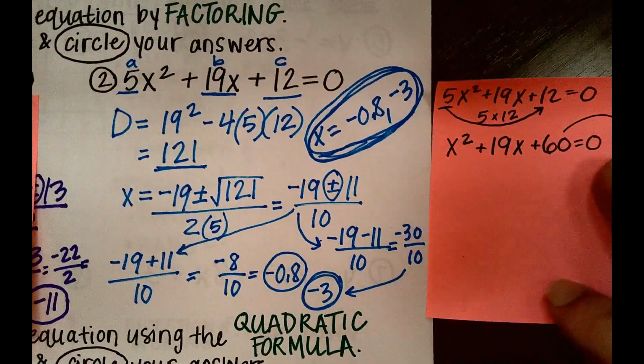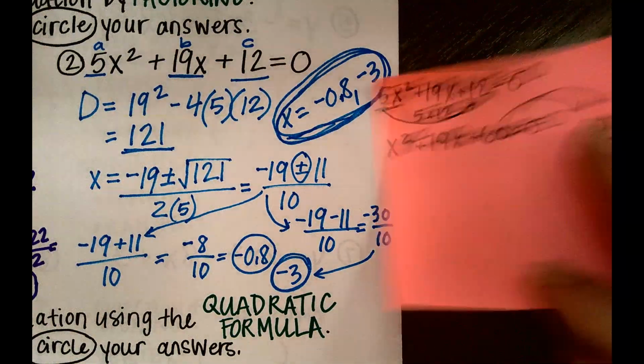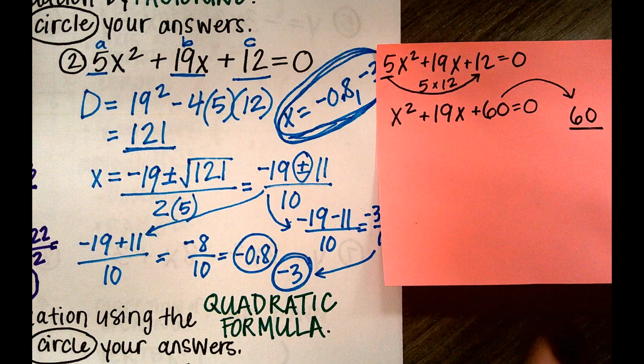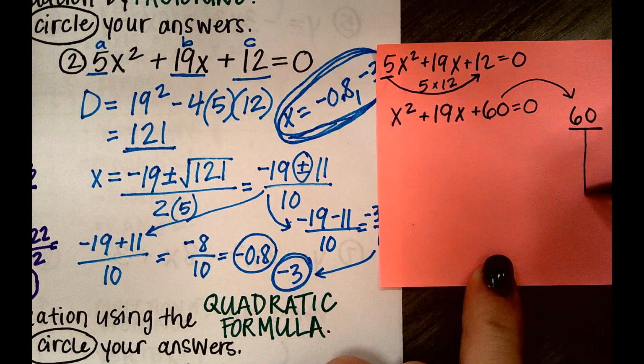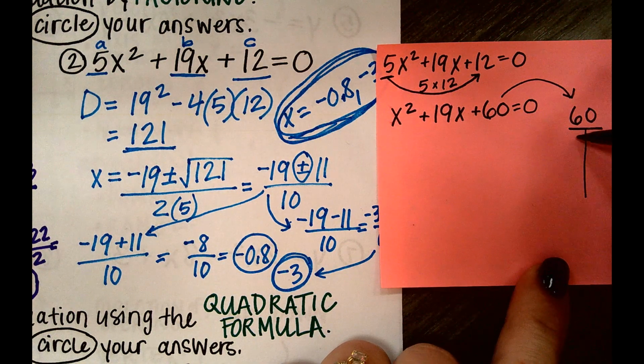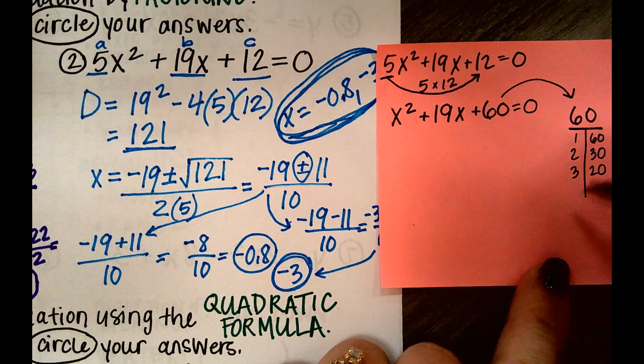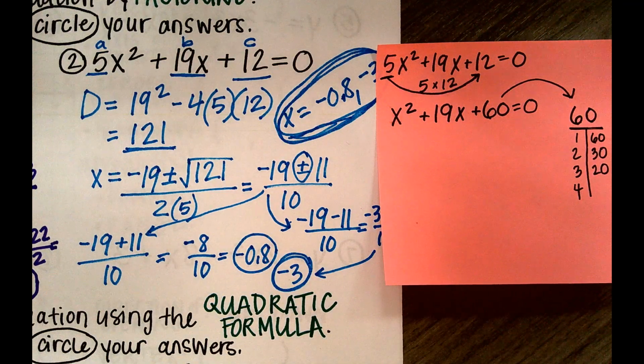Okay, so back to number 2. I'm just going to show you this real quick. Okay. So my factors of 60. 1 and 60. 2 and 30. 3 and, let's see, 20. 4 and, I don't know that off the top of my head, 15.